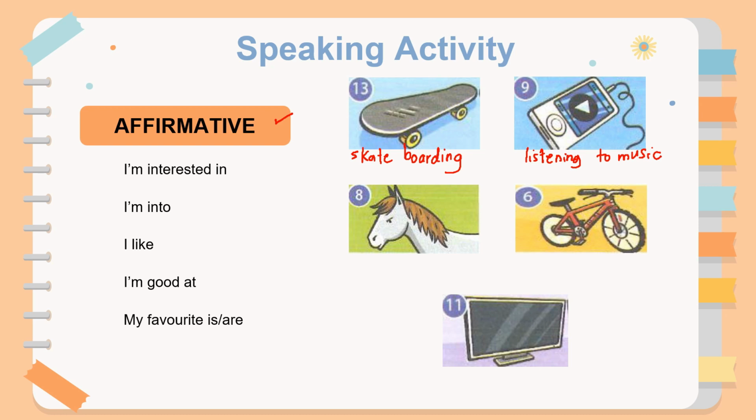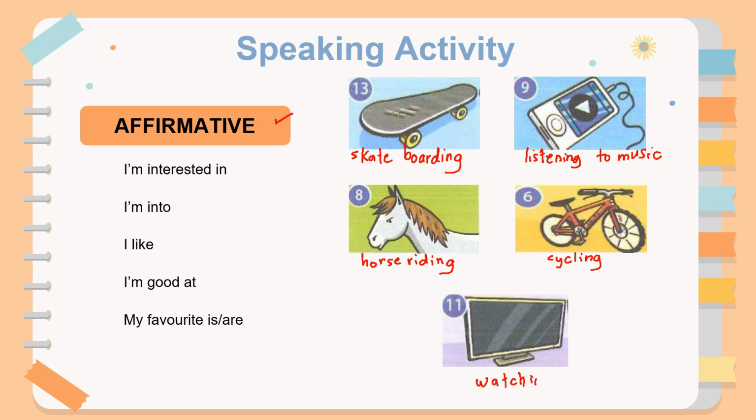Next one. The picture shows us a horse. So what do people usually do with horses? Great! We go horse riding. The next picture is a favorite among children. Am I right? That is a bicycle. So what do we do with bicycles? We go cycling. And last but not least, we have here a TV.